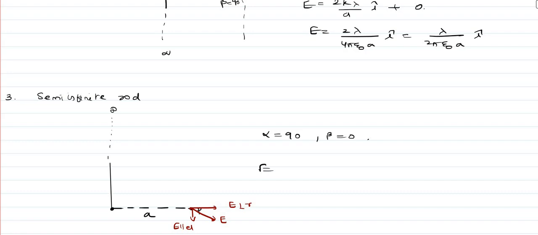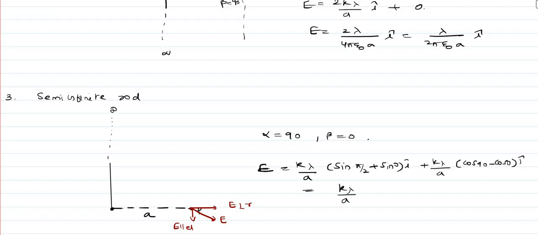Here E will be equal to K lambda by A [sin 90 plus sin 0] I cap plus K lambda by A [cos 90 minus cos 0] J cap. So sin 90 is 1, so K lambda by A into I cap plus K lambda by A into minus 1 J cap. Correct? Cos 90 minus cos 0 is minus 1. So K lambda by A, if you take it outside, I cap minus J cap, this is the E vector.